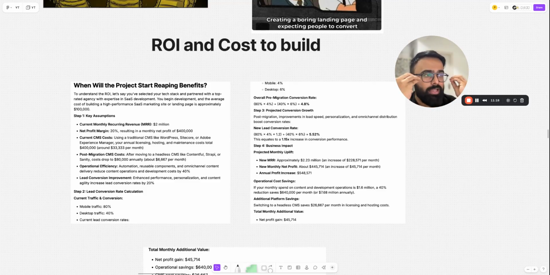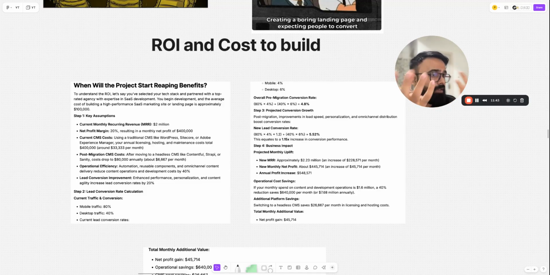You are investing, say, 33.3K in your current CMS setup. So let's assume you migrate to this stack that you have right now, which is with headless CMS, Next.js front end, and all of this composable architecture. You are looking at, say, for example, a CMS cost of around 80,000 annually, and operational efficiency by around 40%.